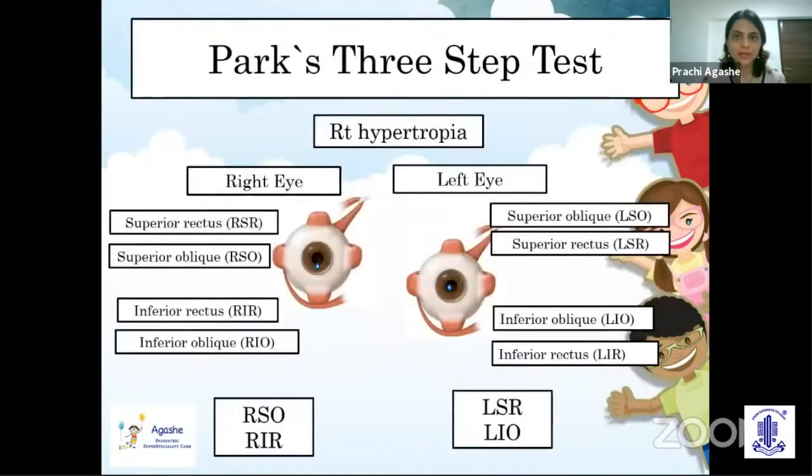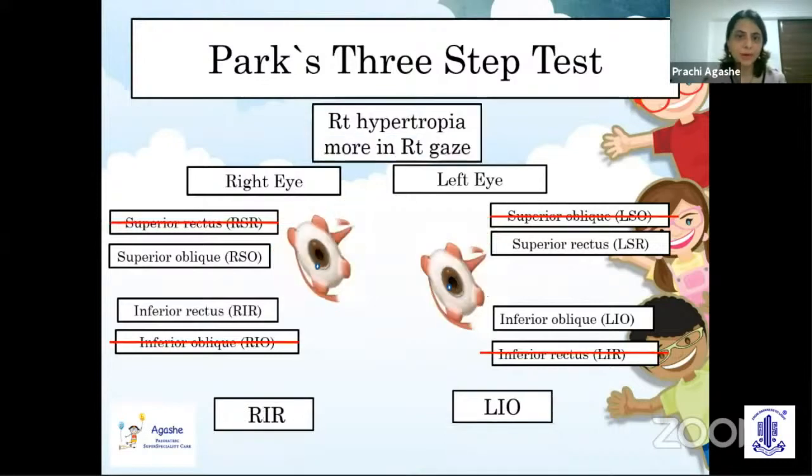Now coming to the Parks 3-step test, probably the most difficult of tests to understand. So this test is done mainly to determine the paretic cyclovertical muscle. So let's take an example of right hypertropia. When the right eye is elevated, we think that the depressors of the right eye are not working and the elevators of the left eye are not working. So these 4 muscles are eliminated, and from 8 muscles we come down to 4 muscles.